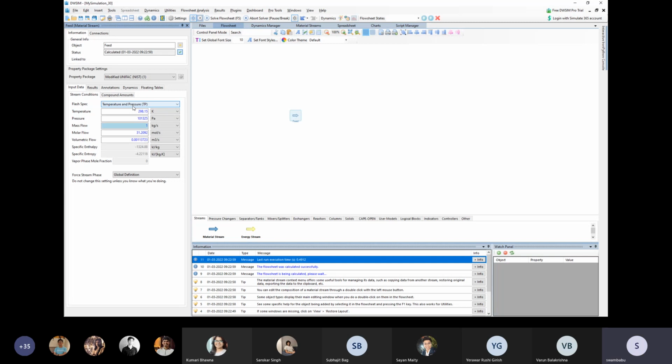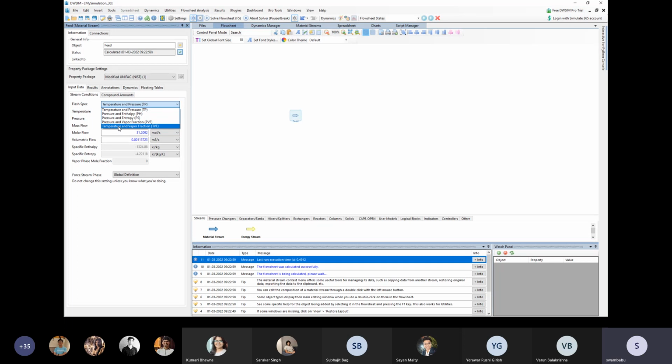As I said, for a pure component, if you want to estimate the properties, we need to define two properties. It could be temperature and pressure, temperature and volume, or pressure and volume, any two. That is where the flash specification comes in. So this is temperature and pressure. If I drop down, I can select pressure and enthalpy based, pressure and entropy based, pressure and vapor fraction based, and I can specify temperature and vapor fraction.